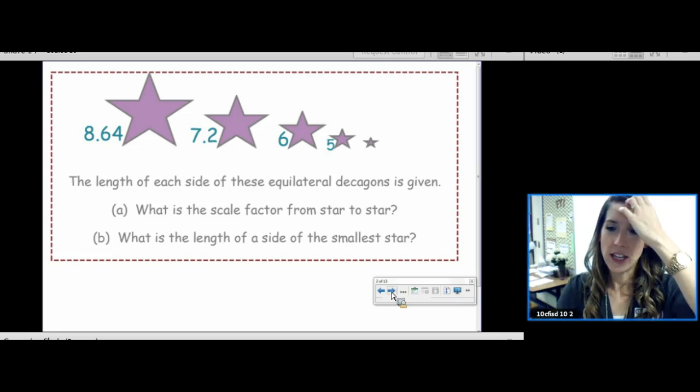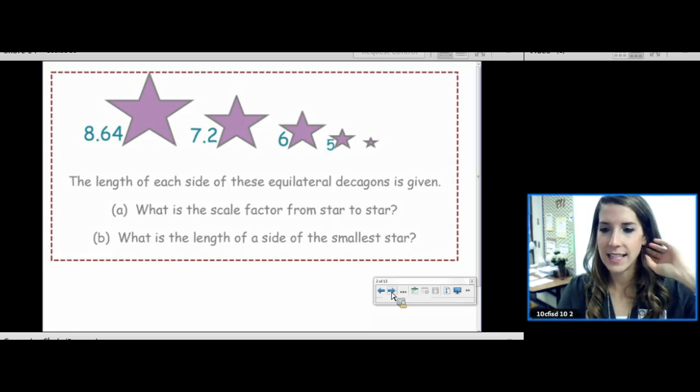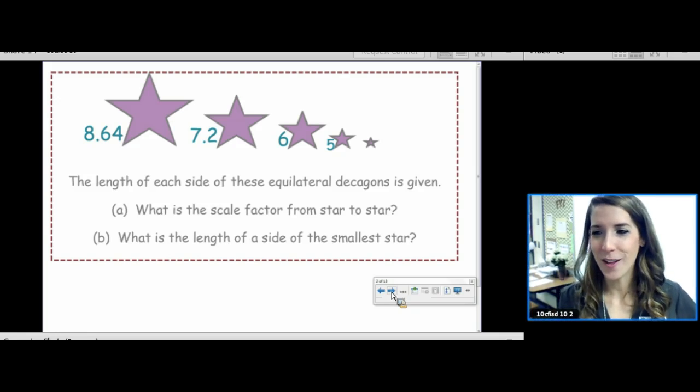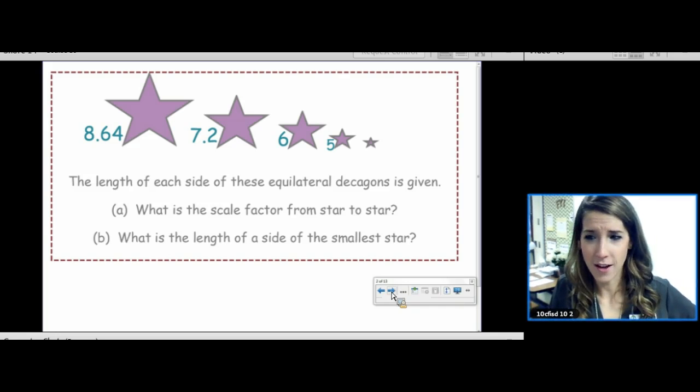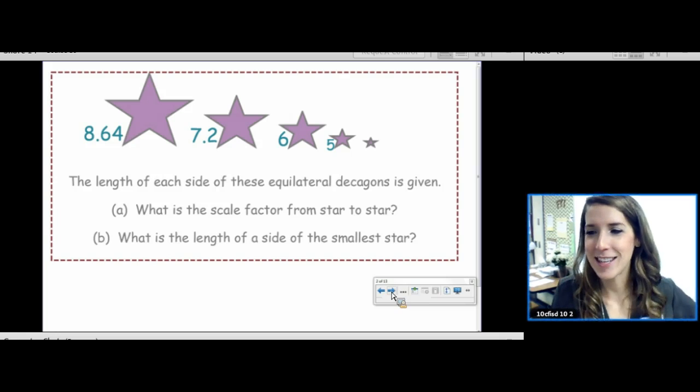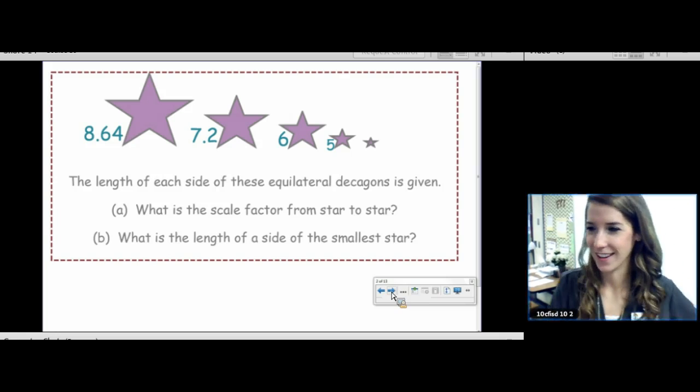The length of each side of these equilateral decagons is given. Isn't that kind of fun to call a star an equilateral decagon? So you're never allowed to call it a star again. So, who's putting an equilateral decagon on the top of their Christmas tree? Just kidding. Okay, what's the scale factor from star to star?